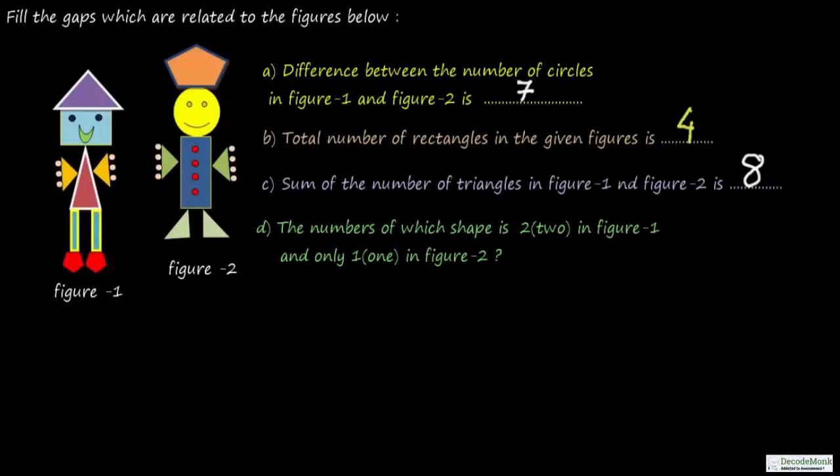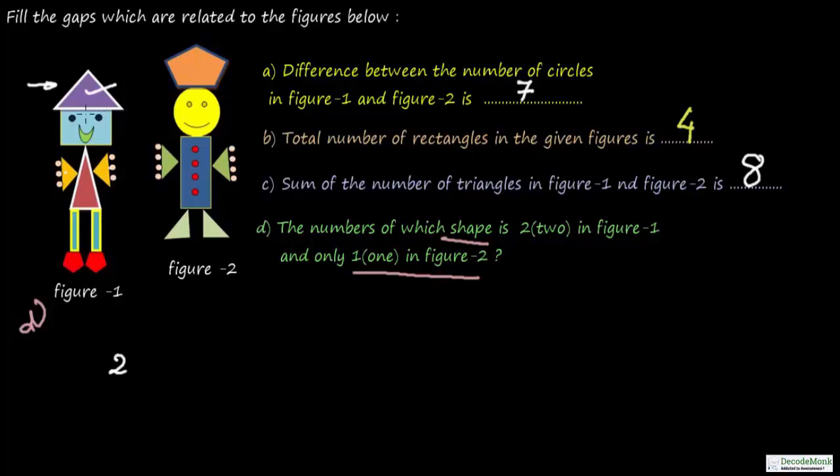Coming to question D, the question is: which shape is 2 in figure 1 and only 1 in figure 2? So you have to find out the name of the shape which is 2 in figure 1 and only 1 in figure 2. For this question, again first taking figure 1, starting at the top, the hat is triangular. How many times is it here? 1, 2, 3. So we have to find the shape which occurs twice in figure 1.